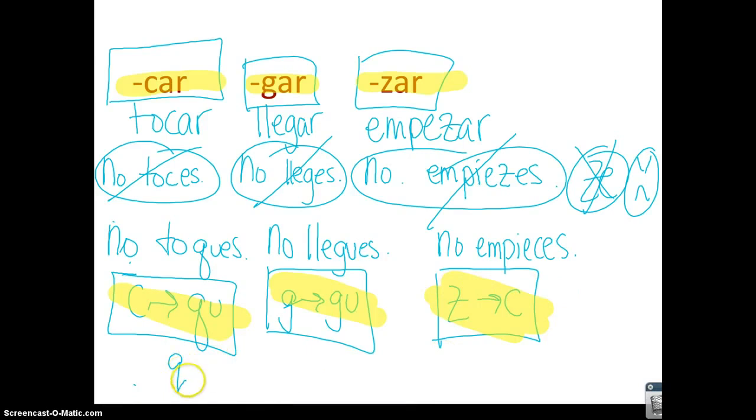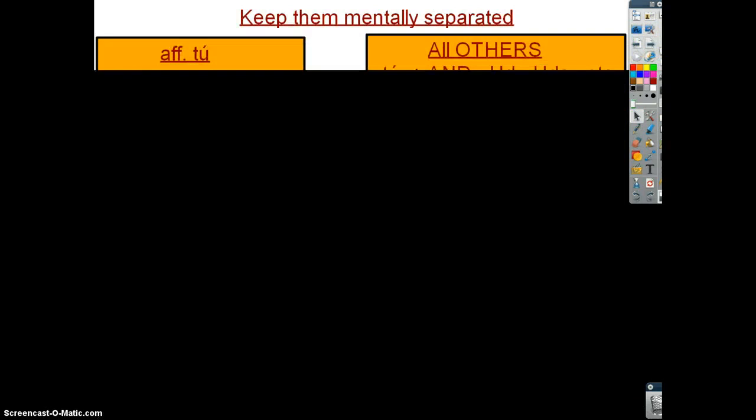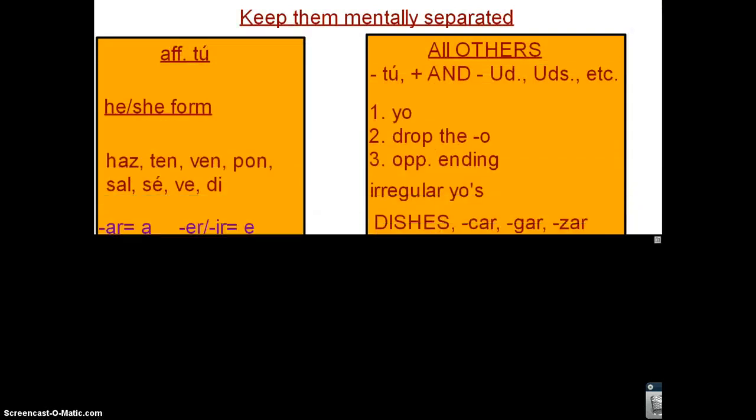And be careful. If you want full credit in here, you need to make sure that your G's and your Q's have tails so I can tell the difference between them. It can look like a cursive Q, it can look like a regular Q, and here is an example of a G with a tail. Moving on. You guys need to keep them mentally separated.